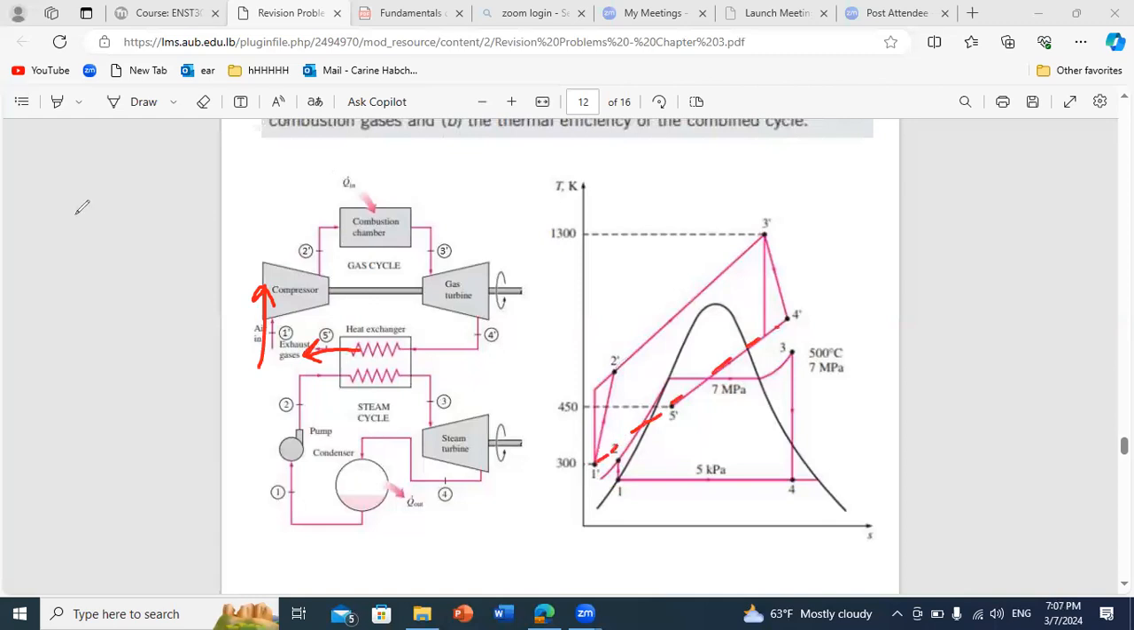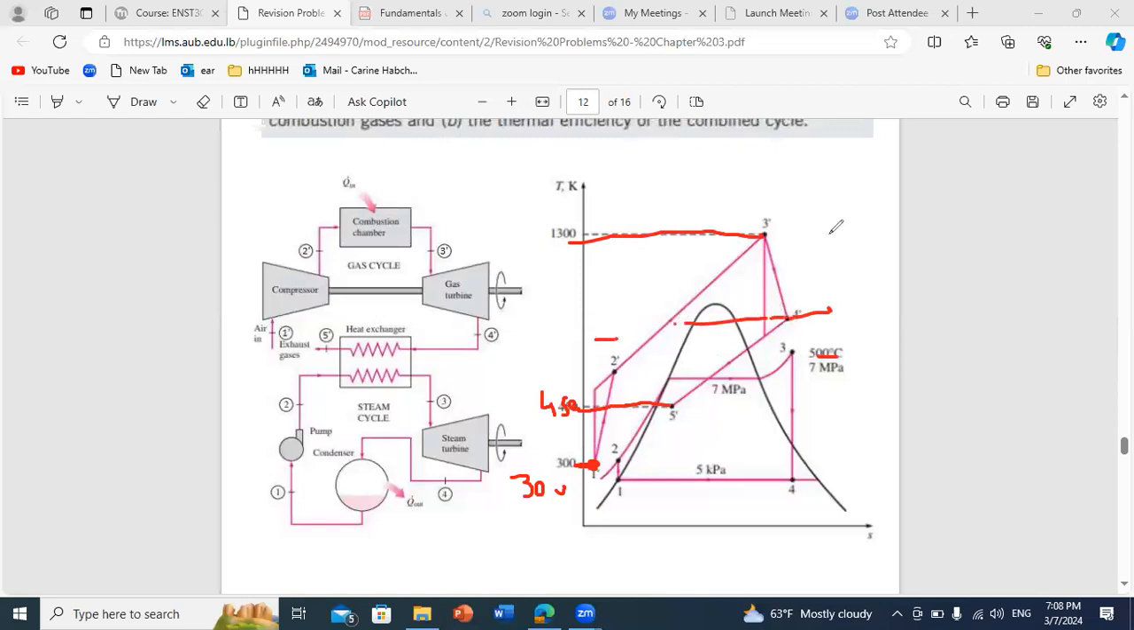All you have to do to be able to draw your cycle here is to know temperatures. At point 1 prime, the temperature is 300. At the exhaust of your heat exchanger, they gave you 5 prime. And these temperatures will allow you to locate these points relative to your other points. From the Rankine cycle, for example, point 3 is 500 degrees, so point 3 is above point 5 prime. And for 3 prime, it's 1,300. And from analysis of the graph, we were able to find T4 prime, so you can know where this point is.